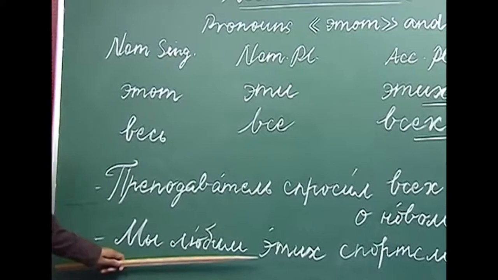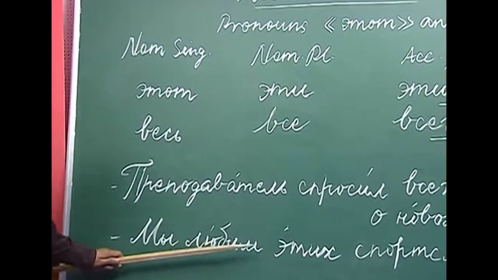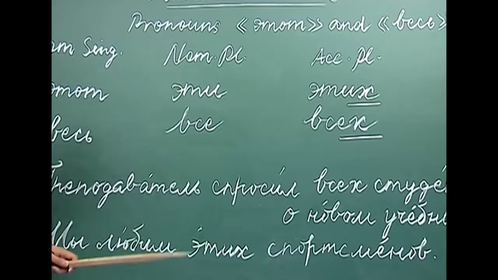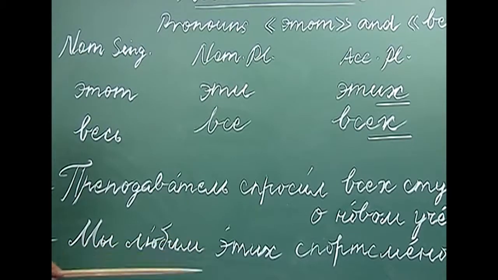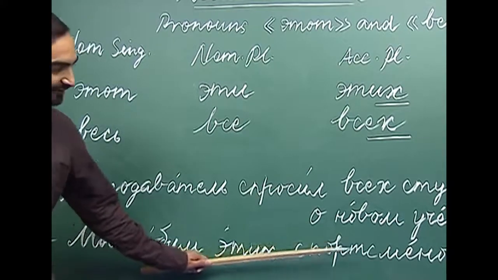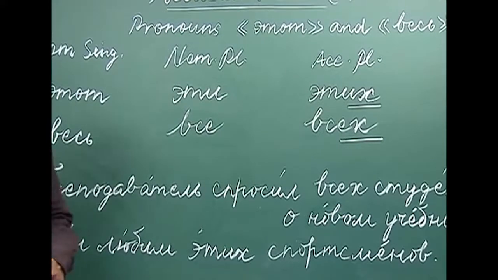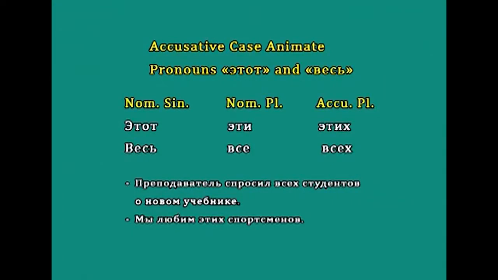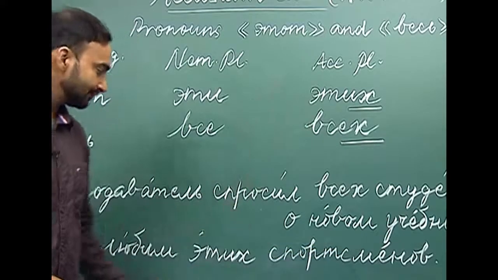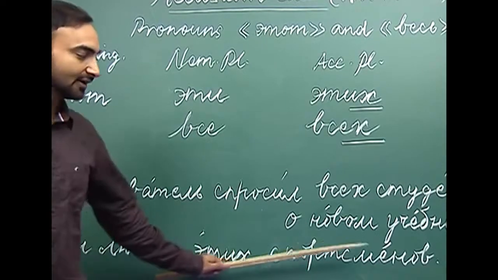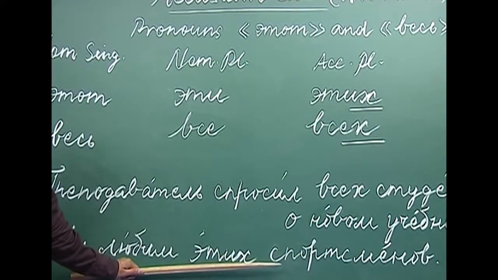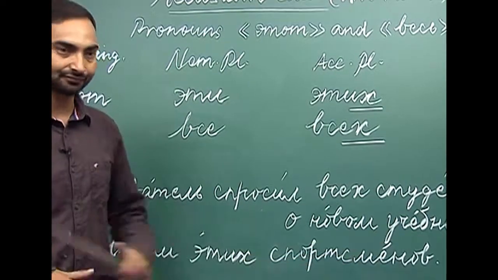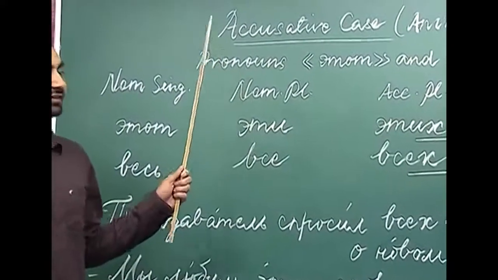The next sentence I have written here is Мы любим этих спортсменов. Sportsman, спортсмен. Мы любим, we love or we like, этих спортсменов. Sportsman is also an animate noun, that is why again we are supposed to use these forms with animate nouns. So, мы любим этих спортсменов. So, этот has become этих. Why? Because it is used with the animate noun спортсмен. So, this is about the accusative case.